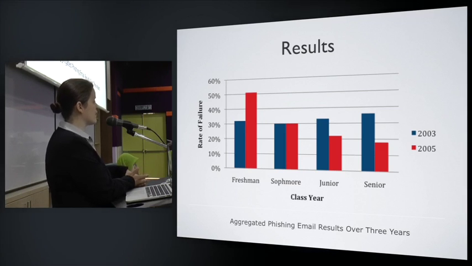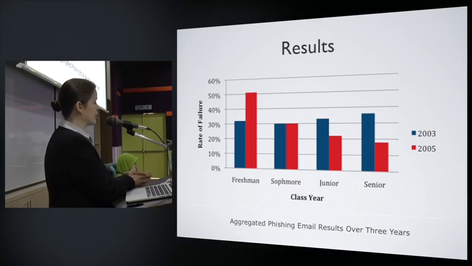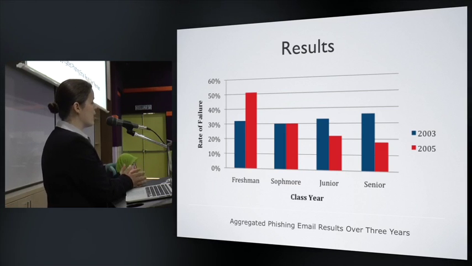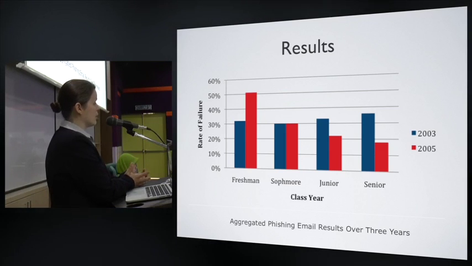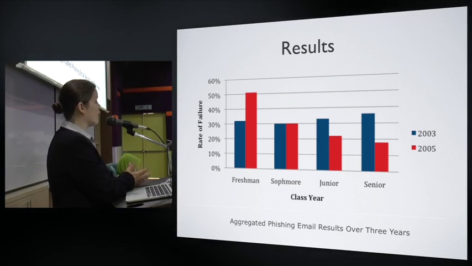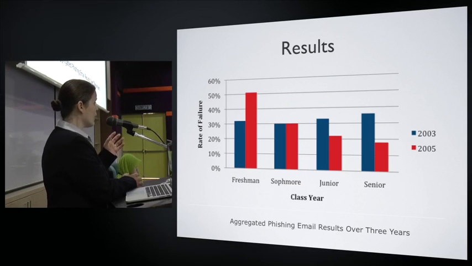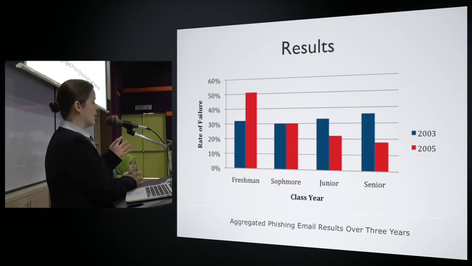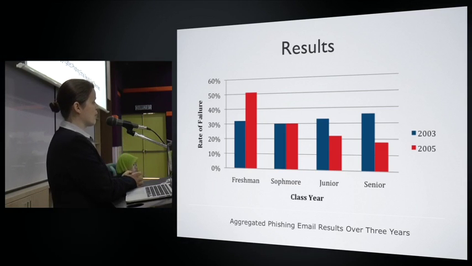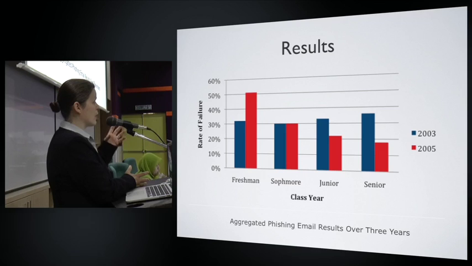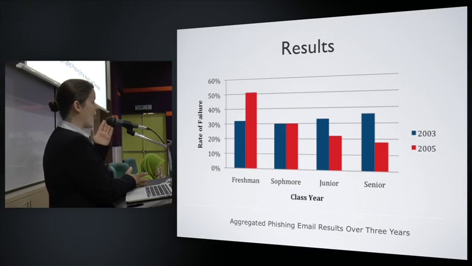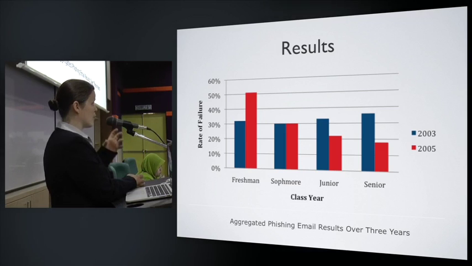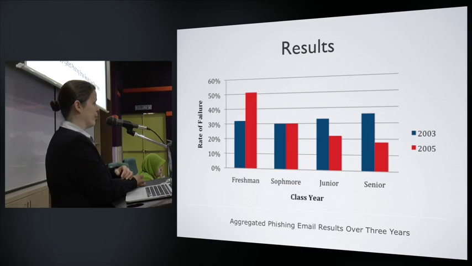So the freshman would say the first year, sophomore, second year, junior, third year, and senior, final year. Okay, so you can clearly see a marked difference in terms of their success, sorry, the failure rate. So you can see that initially, the results were a lot higher, but as the years progressed and they progressed through their studies, the results became a lot lower.